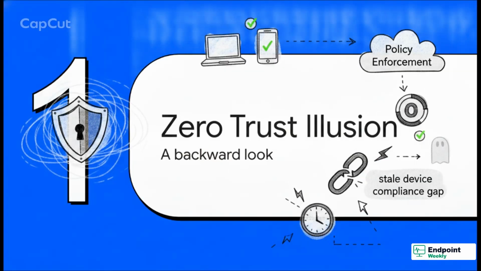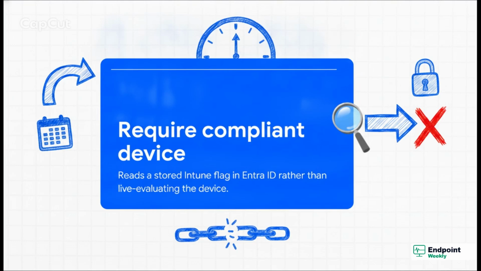Part 1. The ZeroTrust illusion. Let's start by looking at what actually happens under the hood when your policy demands a compliant device before it hands out an access token. The require compliant device control doesn't actually interrogate the device at the exact moment of sign-in, not at all. Instead, it's just reading a static stored flag, a flag that was written by Intune to the EntraID device record during the last successful check-in. So it's a look backward, not a live security check.